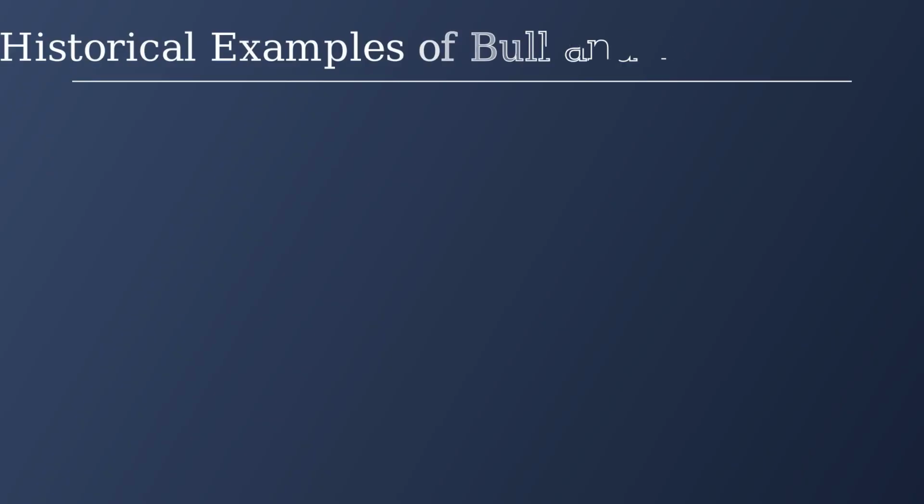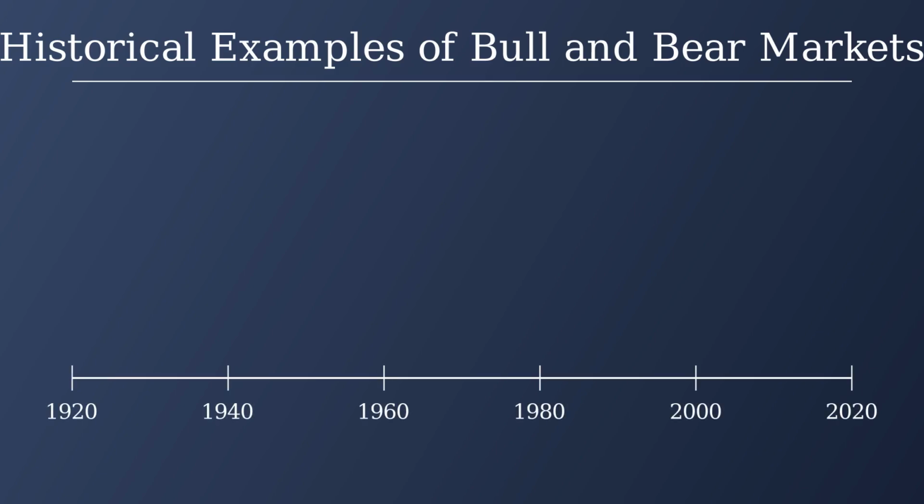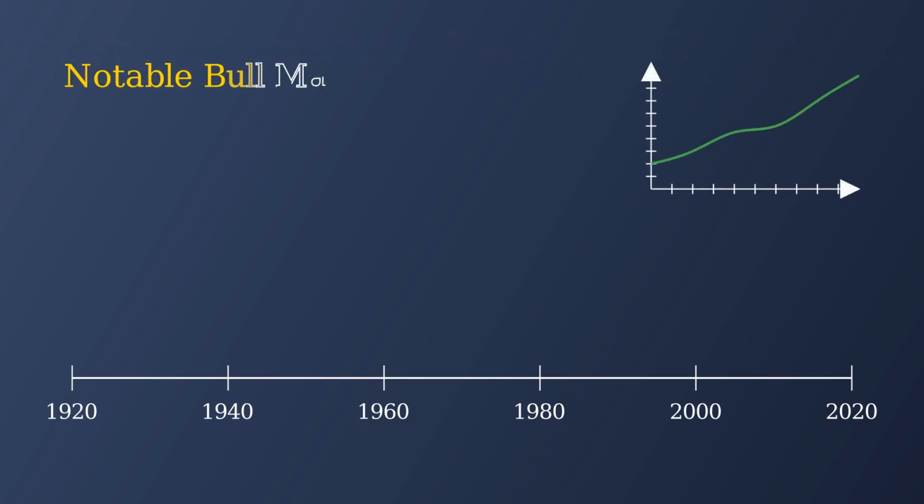Let's examine some of the most significant bull and bear markets throughout history. Throughout market history, we've seen several major bull and bear market cycles that provide valuable insights for investors. Let's first look at some notable bull markets. These are extended periods of rising prices and investor optimism.